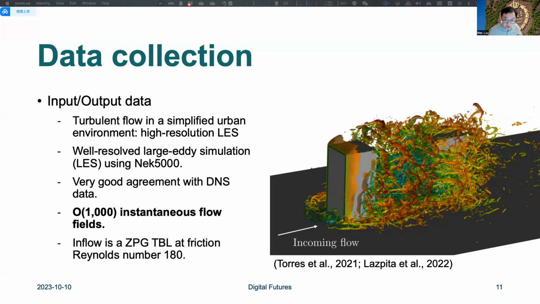And the right figure shows the instantaneous visualization of the flow around 2 wall-mounted obstacles. So this is the one data set we use, and there are around 1,000 instantaneous flow fields.